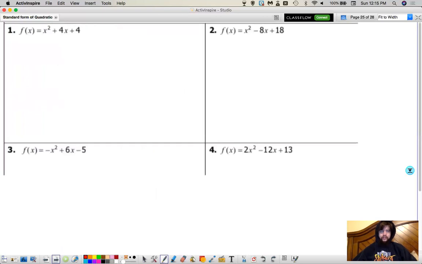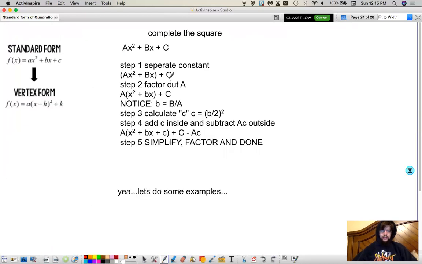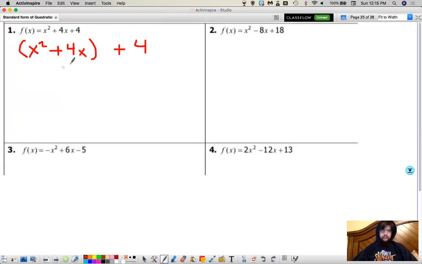So here we go. First thing I'm going to do, get my c out of the way. And then I'll just put that plus 4 out here. Now, a is 1. So if I factor out a 1, it's the same thing. Not going to change anything. So let's look at our steps. A here is 1. So don't need to do anything here. So now we need to figure out what c is. It's b over 2 squared. B is 4. So I'm going to figure that out.